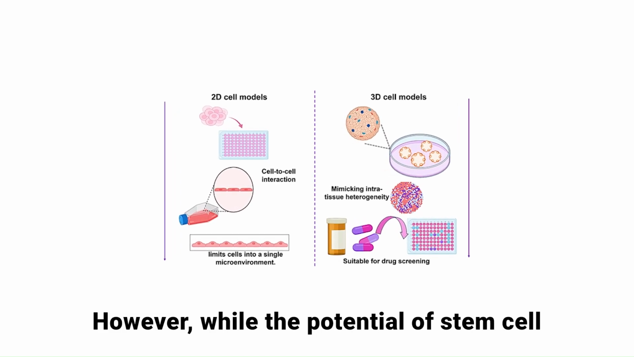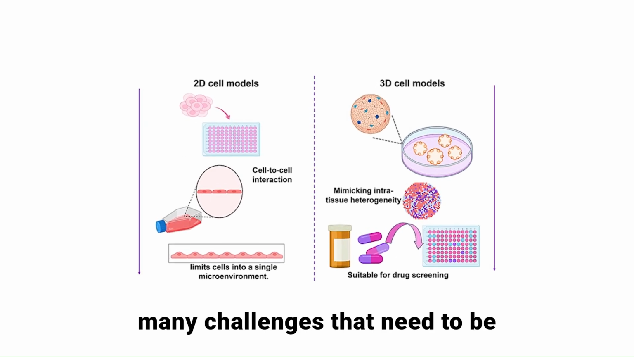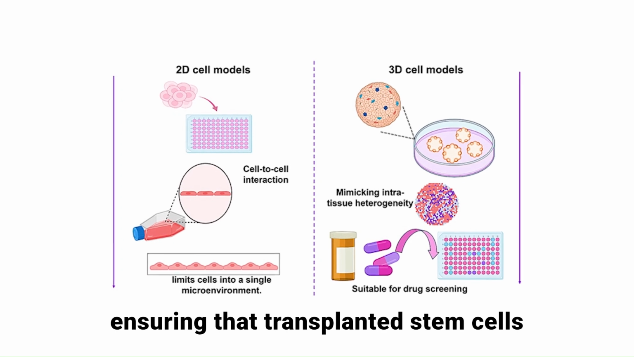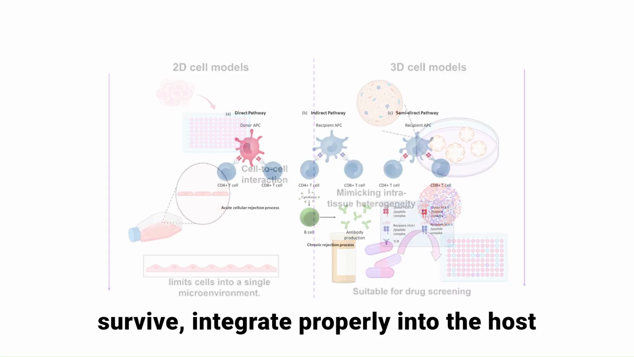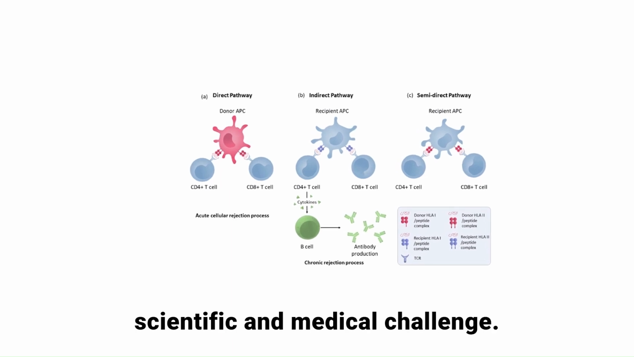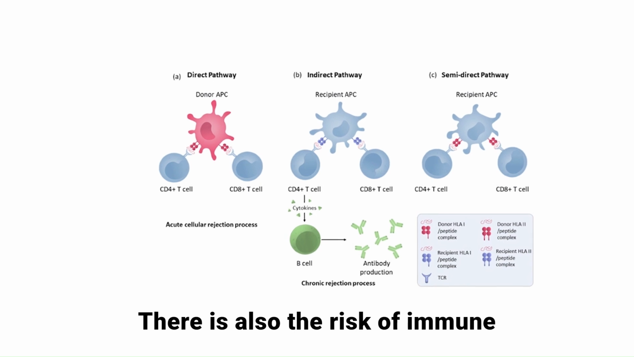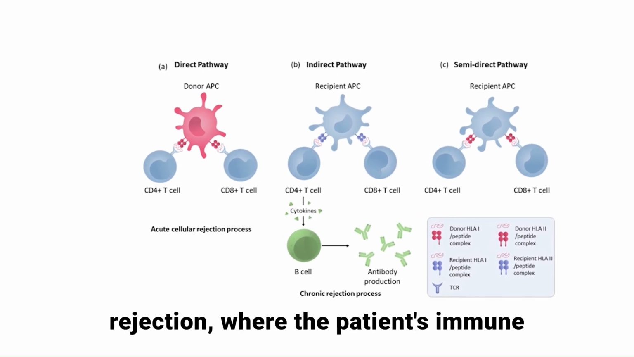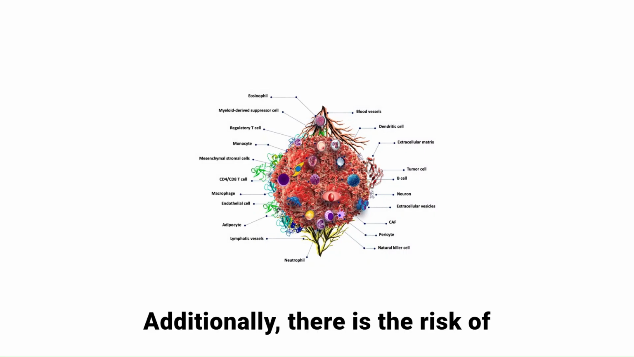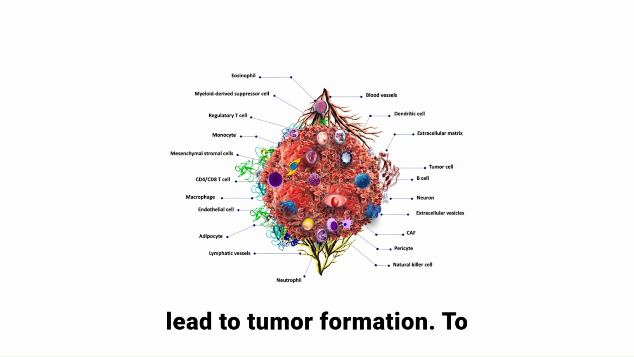However, while the potential of stem cell technology is enormous, there are also many challenges that need to be addressed. For example, ensuring that transplanted stem cells survive, integrate properly into the host tissue, and function correctly is a major scientific and medical challenge. There is also the risk of immune rejection, where the patient's immune system attacks the transplanted cells. Additionally, there is the risk of uncontrolled cell growth, which could lead to tumor formation.